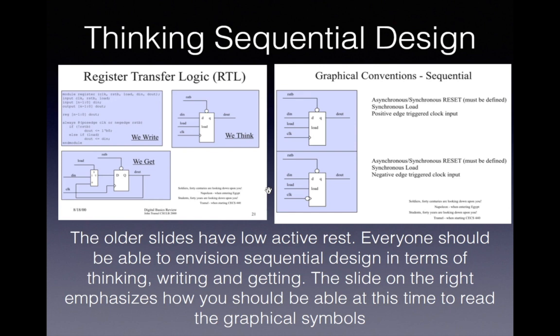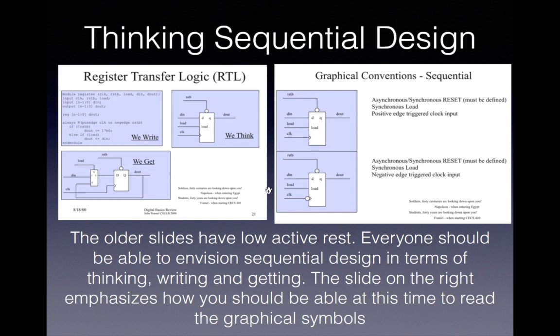With Java or with C, you compile your high-level language. What gets generated is machine code, which gets loaded and executed in a computer. It's not the same here. Everything we write is going to get implemented using gates and flops. Now I know here that I'm using a low active reset. That's what I have been using up till now.